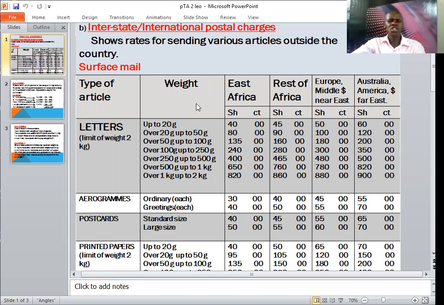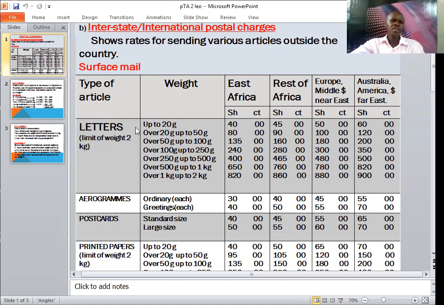Now, normally also, you are going to be served with a table with some columns. One column will be showing the type of an article. The next column will show the weight of the articles. Then the other columns will show the destinations where the articles are being sent to. For example, we can see this column here. These articles can be sent to East Africa, of which I know as a learner, you know the countries that comprise East Africa. Then we have the rest of Africa, that means countries outside East Africa. We also have another destination here, that is Europe, including Middle and Near East. We have Australia, America, and Far East.